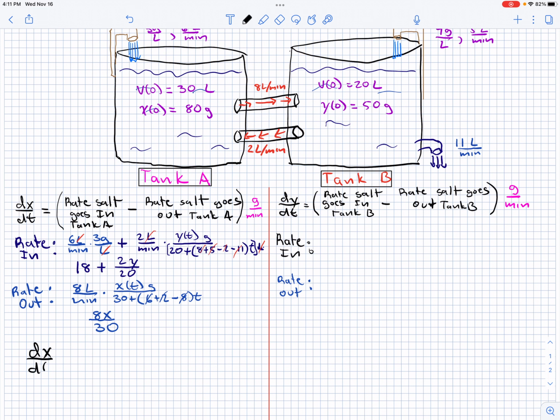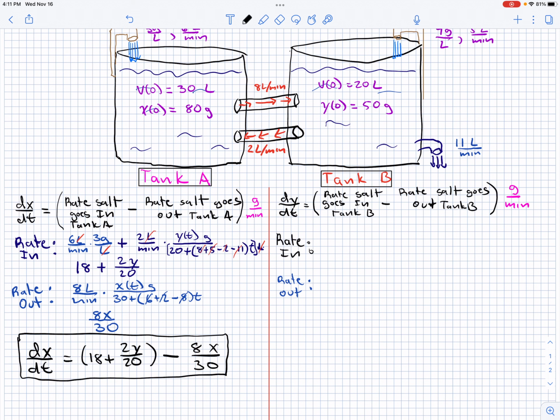dx dt, as being the rate in, which is 18 plus 2y over 20, which again we can simplify if we want, but I will just leave as is for now, minus 8x over 30. So that is the differential equation representing the rate the salt is going in or out of tank A. Now we look at tank B.